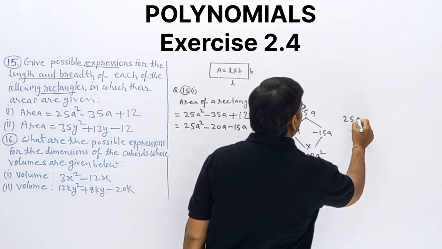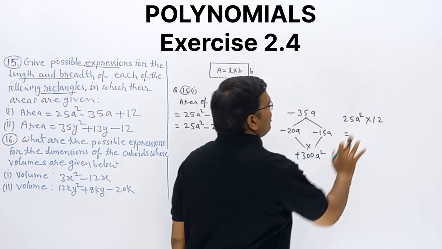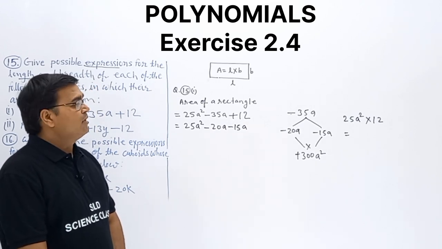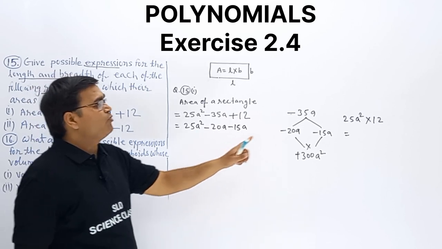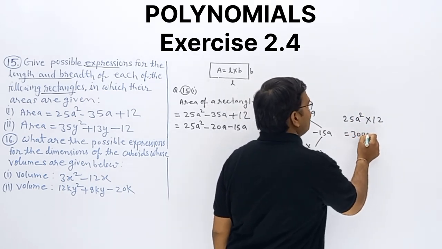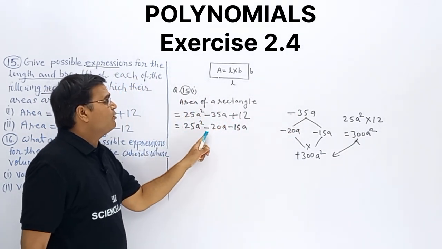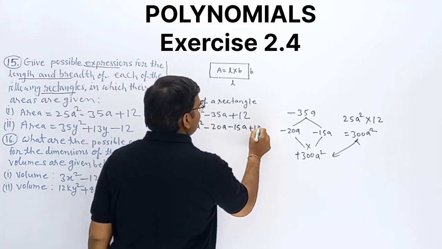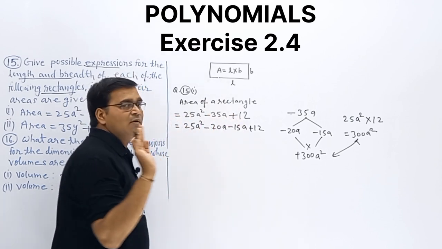And this should equal the product of the first and last term. The first term is 25a square, into the last term 12. When we multiply 25 into 12, what do we get? 300. So the result is 300a square, and both are the same. So we can say minus 35a can be split into minus 20a minus 15a. Clear? The sum of both is minus 35a and the product of both is the product of the first and last term.